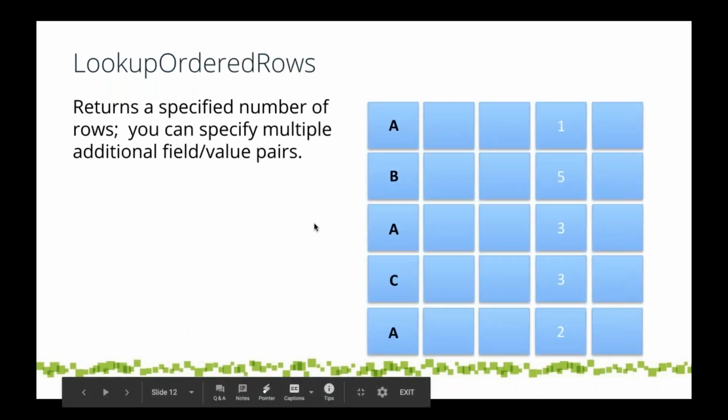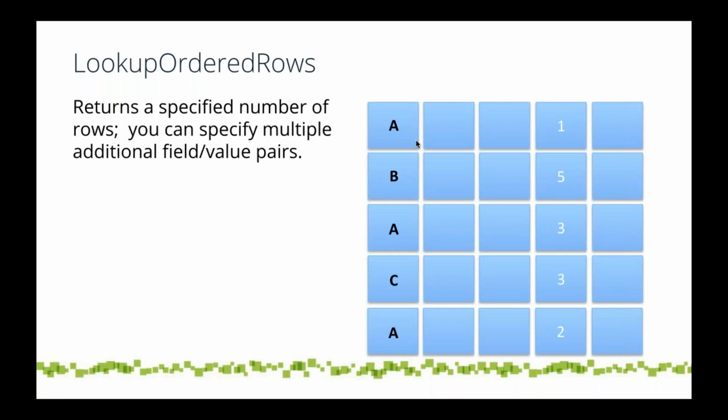Lookup order rows is the same as lookup rows, but it returns the data in the row set order, in the order that I'm defining. If I'm saying, give me all the data sorted by first name ascending, it's going to return that, okay?